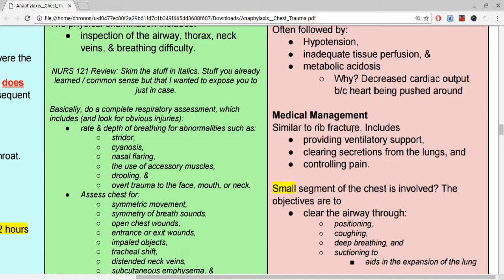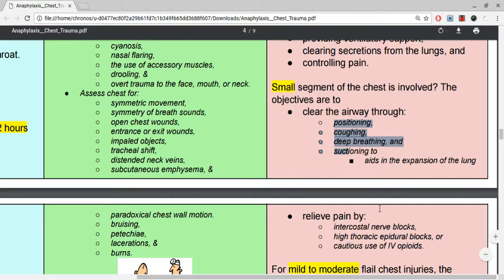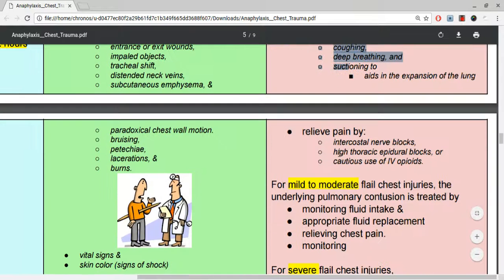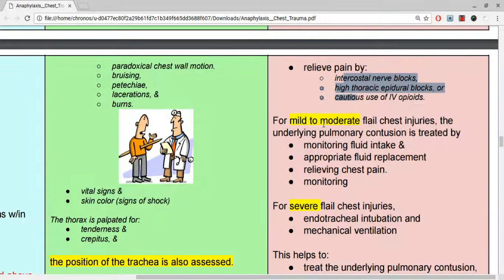Medical management. It's similar to a rib fracture, and it includes providing ventilatory support, clearing the secretions, and controlling pain. If it's a small segment of the chest involved, then the objectives are to clear the airway through these obvious methods like positioning, coughing, deep breathing, and suctioning, and relieving the pain through these drugs. For mild to moderate flail chest injuries, the underlying pulmonary contusion is treated by monitoring fluid intake, appropriate fluid replacement, relieving chest pain, and monitoring the patient.